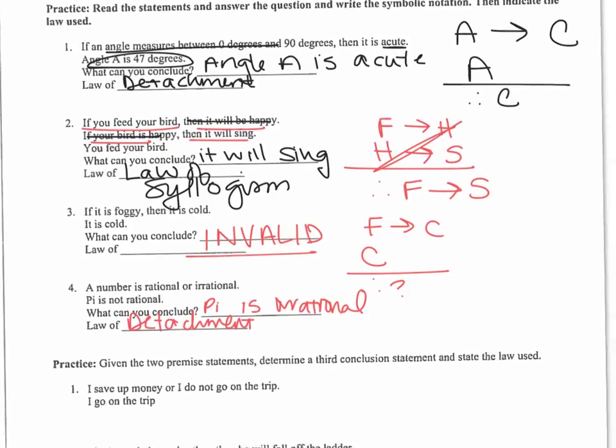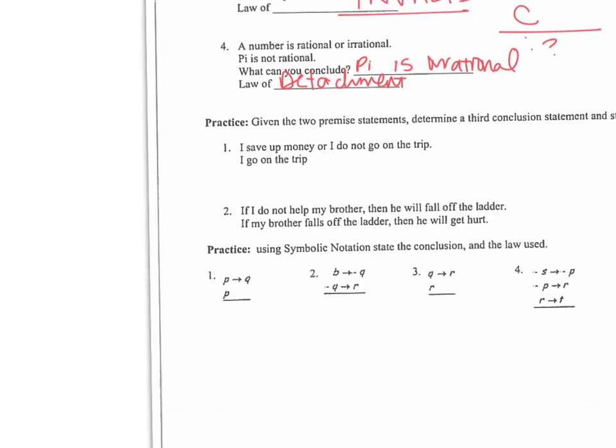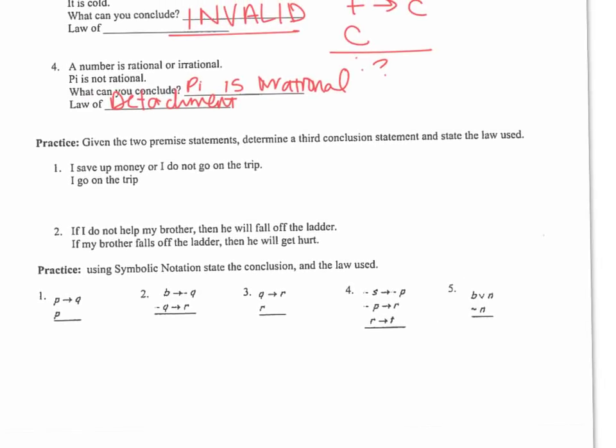Okay? Let's go ahead and let's look at these ones. Given the 2 premise statements, determine a third conclusion statement and state the law used. I save up money or I don't go on the trip. I go on the trip. So I can conclude what? Therefore, I saved money.